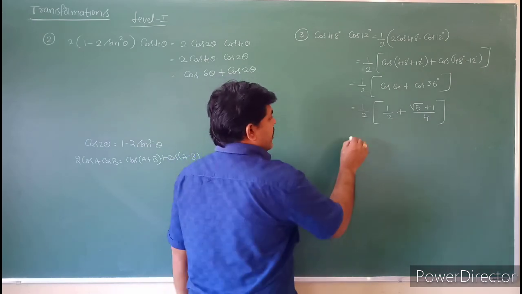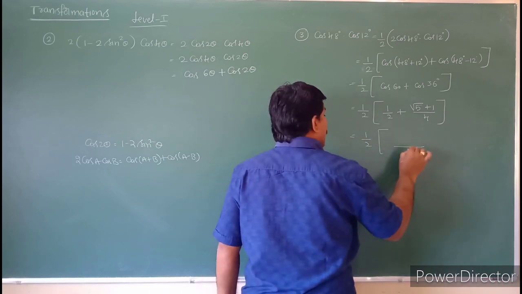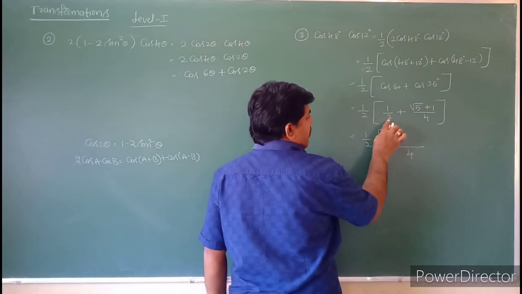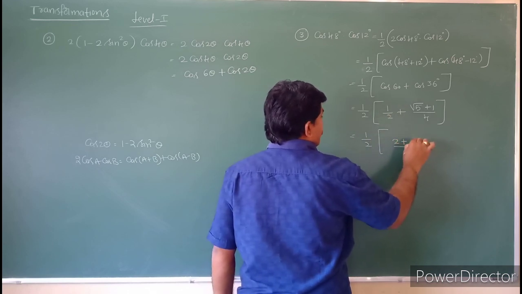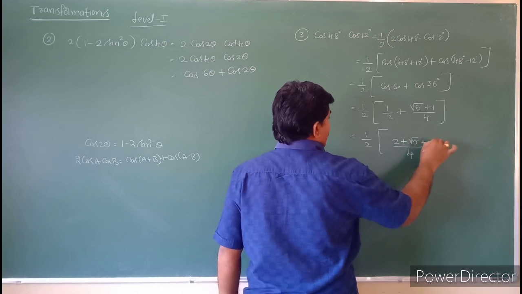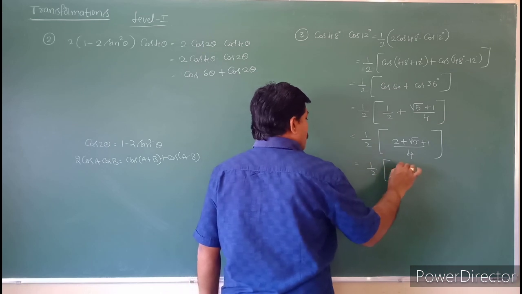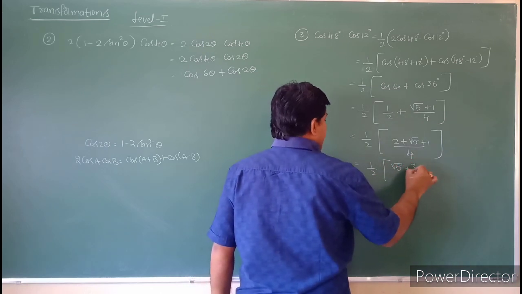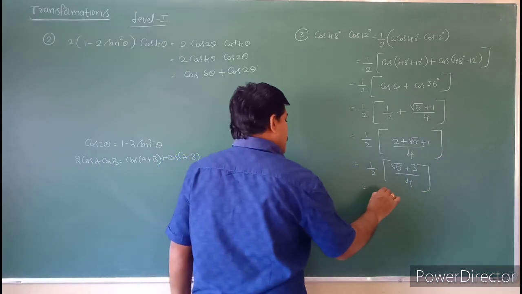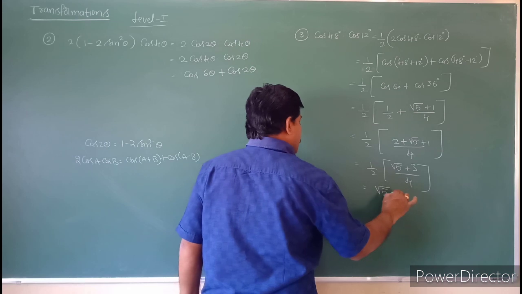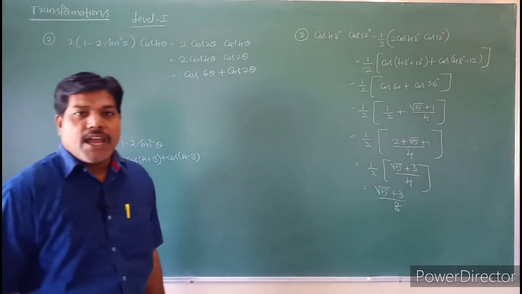Okay. So you can take 4 as the LCM here. So 1 by 2 into, if you take 4 as the LCM, 2 is already there, so we multiply the 2 with the numerator. So 2 plus root 5 plus 1. So it will become 1 by 2 into root 5 plus 3 by 4. So that is root 5 plus 3 by 8.